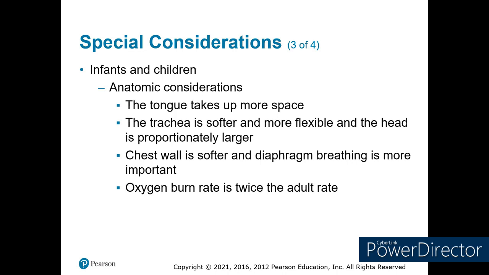The other thing to remember about kiddos is they burn oxygen really fast, about twice the rate of the adults. So they're going to need a lot more oxygen. That's why if you've got two rescuers doing CPR on a child, you're doing 15 to 2 instead of the 30 to 2. So you're trying to get more oxygen in there.